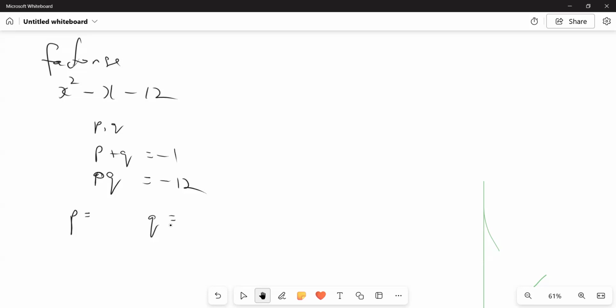3 and -4. Okay, let's see. 3 and -4. All right, let's see. So yeah, that will work. When you add them, you get -1. When you multiply, you get -12, right? So you write back this thing now as x squared, you want to go with -4x plus 3x minus 12, right?